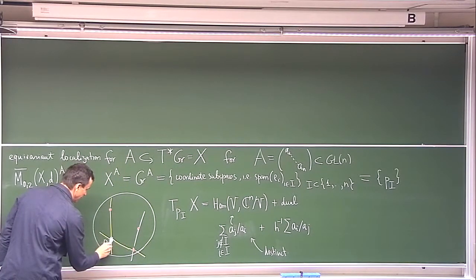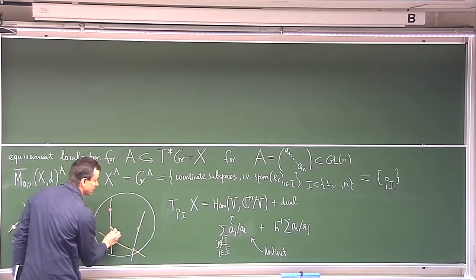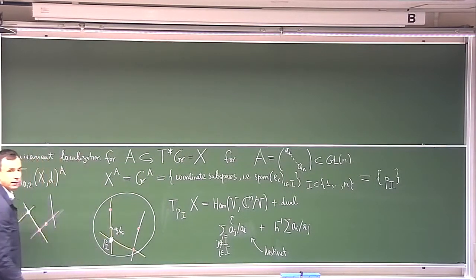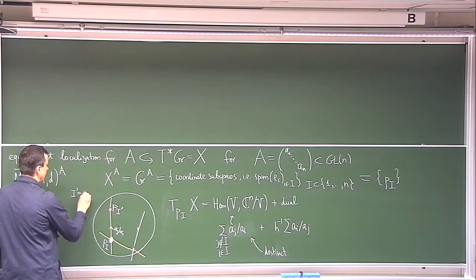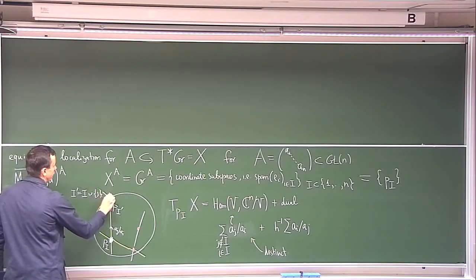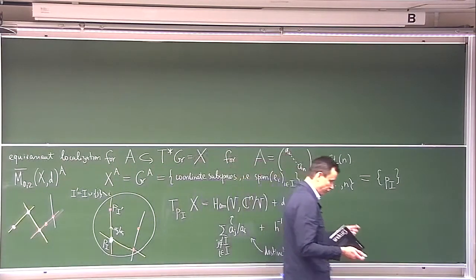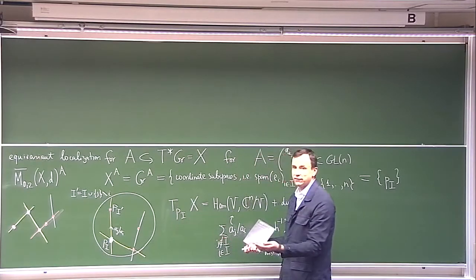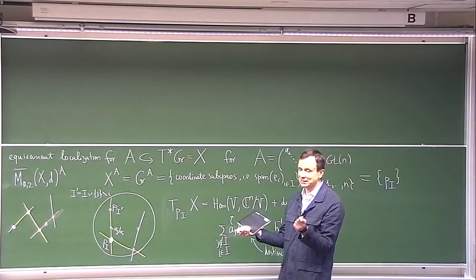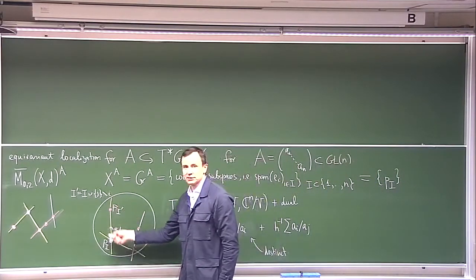So if this is my point P sub I, and I choose one of these weights, let's call it aj over ai, I'm going to get to the point P sub I prime, where I prime is where I add j and remove i. In other words, two fixed points lie on a one-dimensional orbit if and only if they differ by exactly two elements. Two k-element subsets cannot differ by one element, but they can differ by two, and these are the one-dimensional orbits.